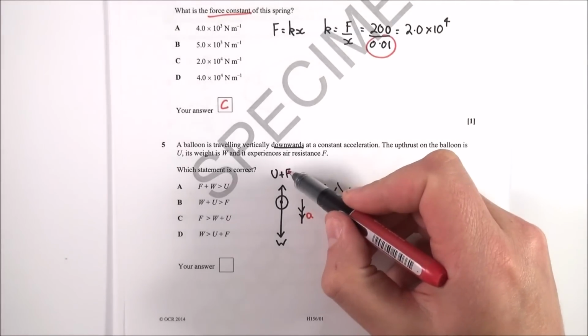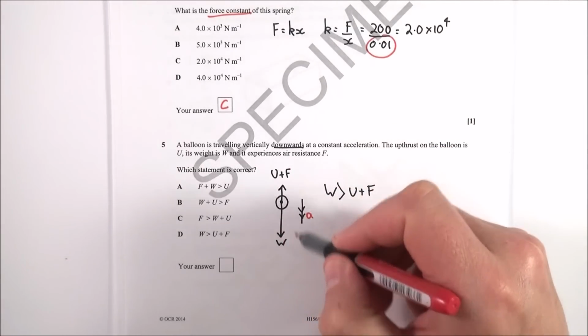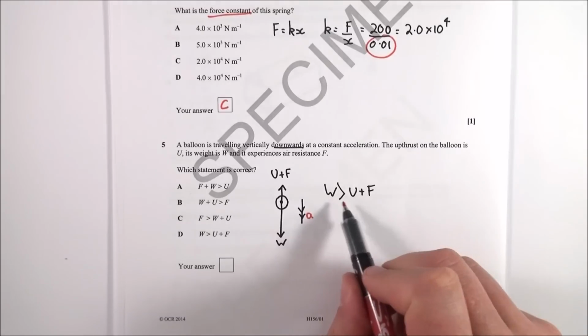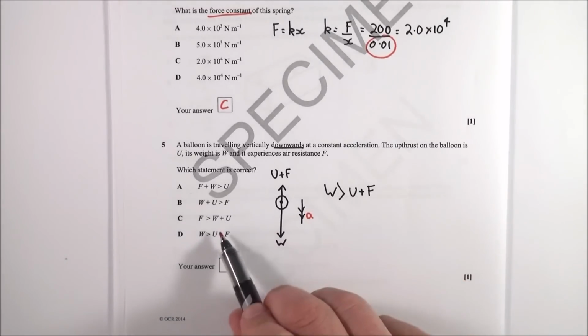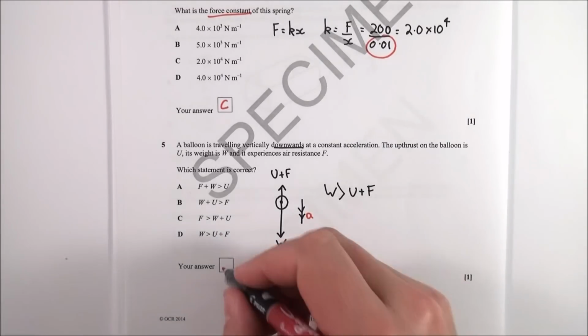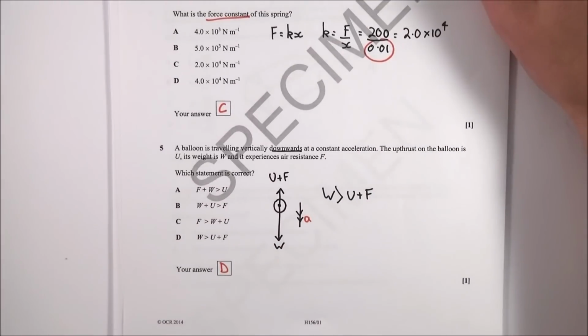So I can say that U plus F are the forces upwards, weight is the force down, and if it's accelerating down there must be a net force down, which means that weight is bigger than the upthrust and the force. So again, that's what I've written down, and luckily it comes up over here, and that's again an answer of D. So it seems like D is quite a popular answer at this time.